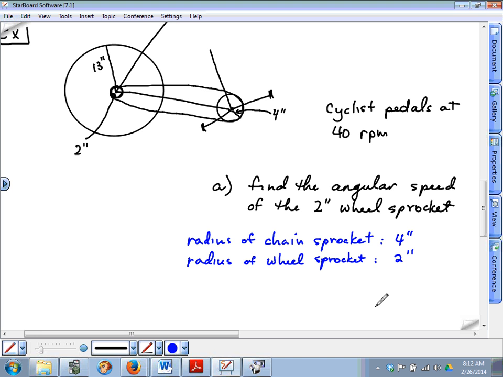Since the wheel sprocket is half the size of the chain sprocket, the angular speed will be twice the size of the 4-inch. Okay, how do we show that mathematically? It is eventually going to be right. You are right, but we need to show that.